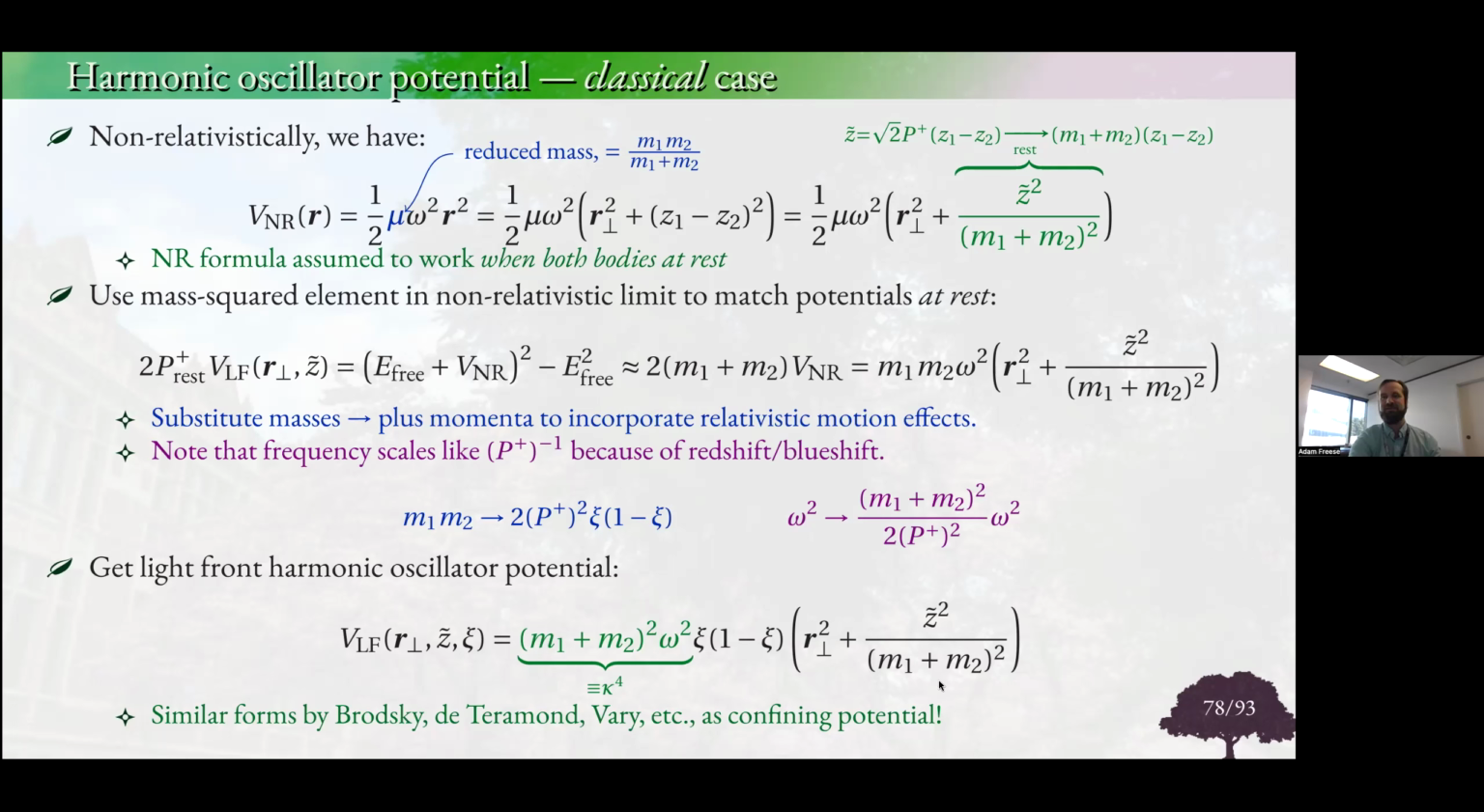We have our transverse separation, our Miller-Brodsky variable, divided by sums of the masses squared, and this factor of momentum fraction times 1 minus momentum fraction. And an overall factor that we can call kappa to the fourth, because kappa has mass dimensions. Very similar looking forms to this are used by a whole bunch of people, not necessarily exactly in this form, but very similar to it at least, as a confining part of light front potentials. So this is pretty neat.